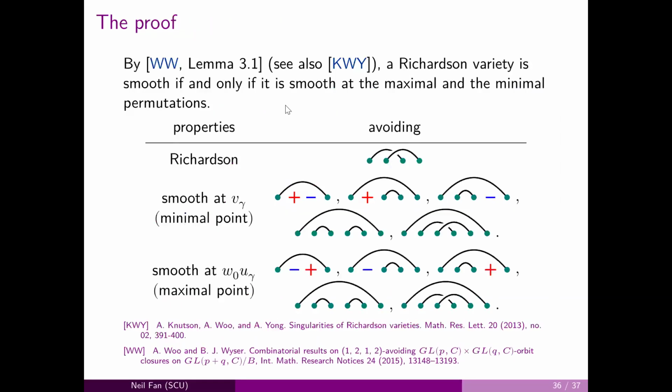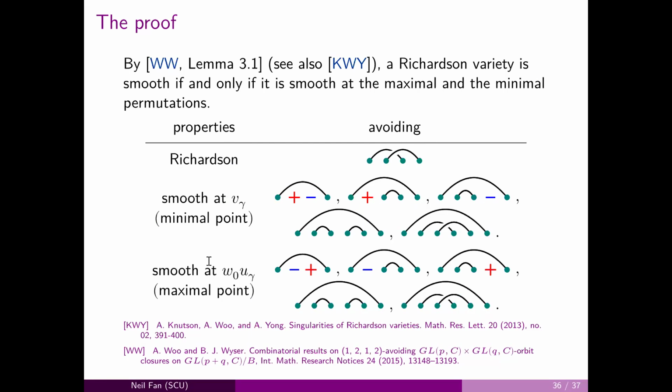So we can obtain the result as follows. By Wyser and Yong, by Wu and Wyser in Lemma 3.1, and also Knutson, Wu, and Yong, our matrix variety is smooth if and only if it is smooth at the maximum and the minimum permutations. We just check two permutations. So our matrix variety avoids crossing, and if it wants to be smooth at v_γ, it must avoid these five patterns. This is our first corollary.